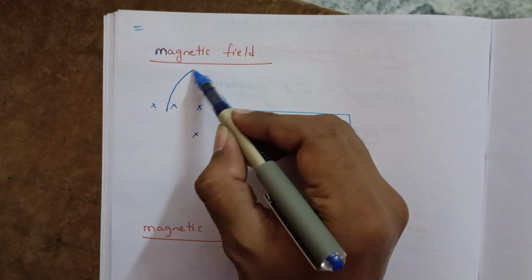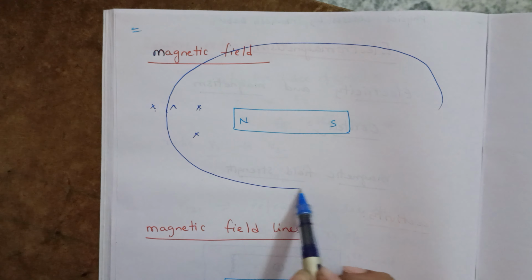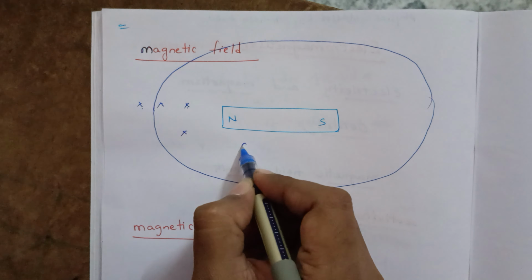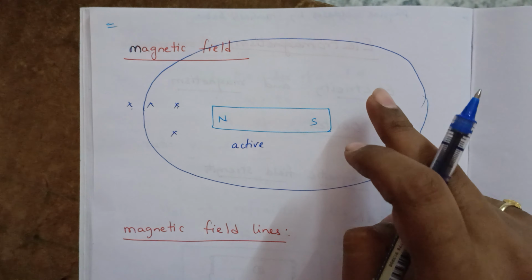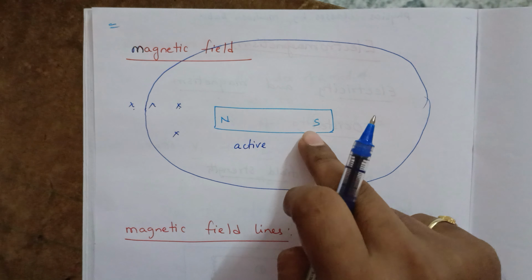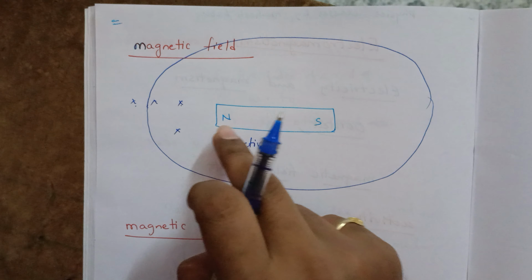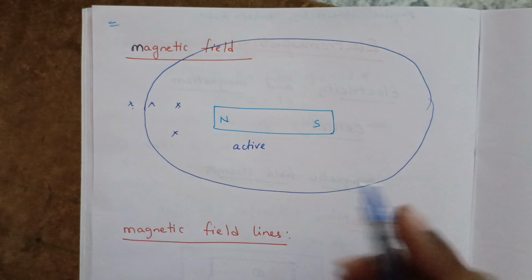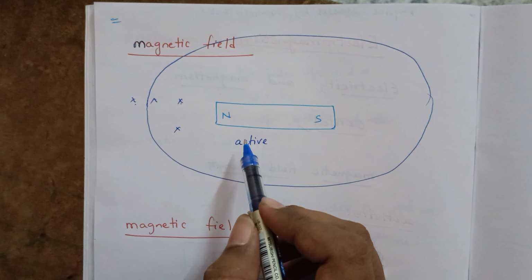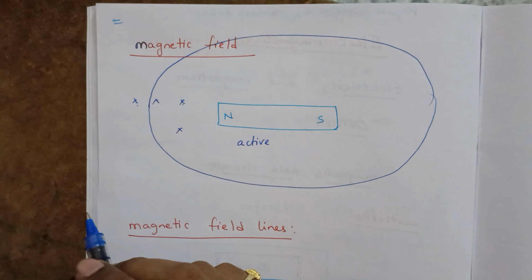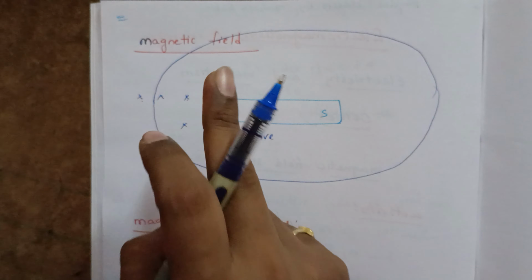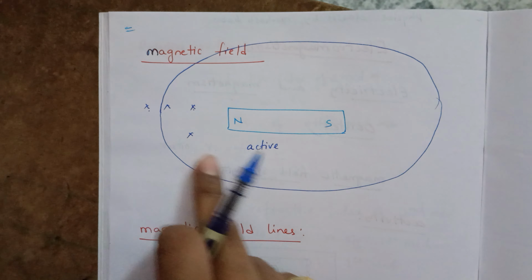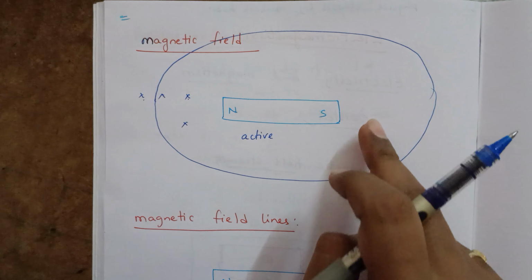This limit in three dimensions is known as the magnetic field. The active region around a magnet up to which its capacity of attraction can be felt, up to which it can influence magnetic materials, is known as the magnetic field. In three dimensions, up to here it is able to attract magnetic materials. Beyond that, if I place it, it is not able to attract. This is its active region.